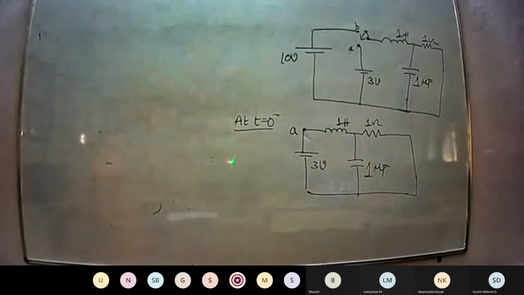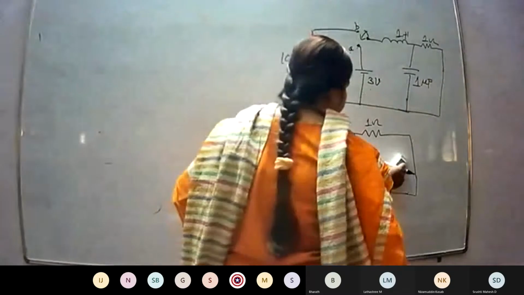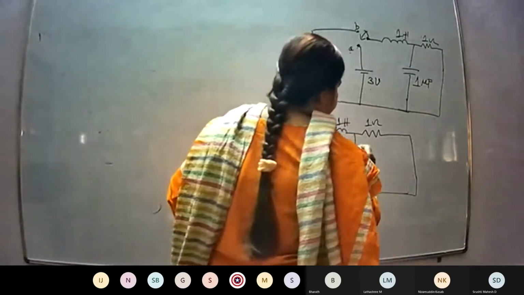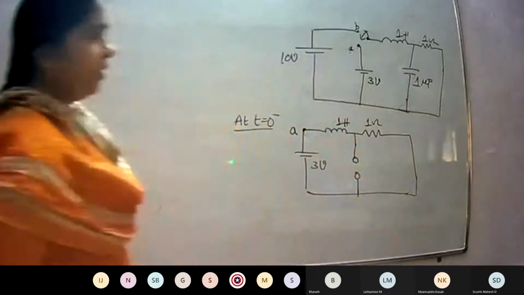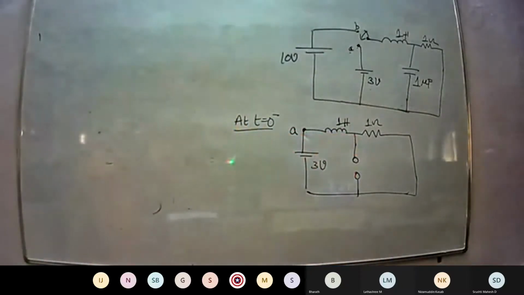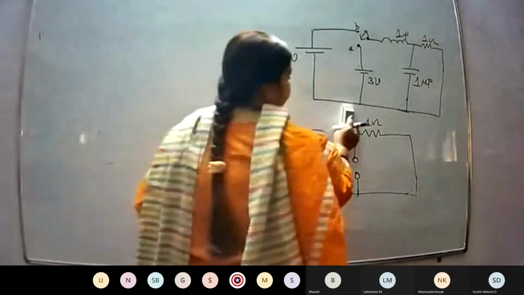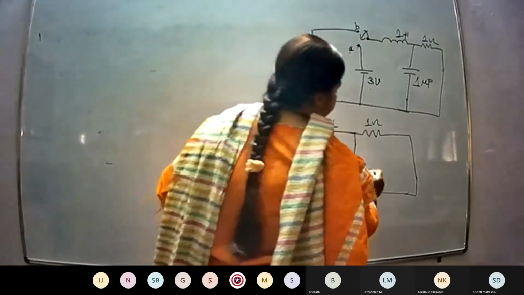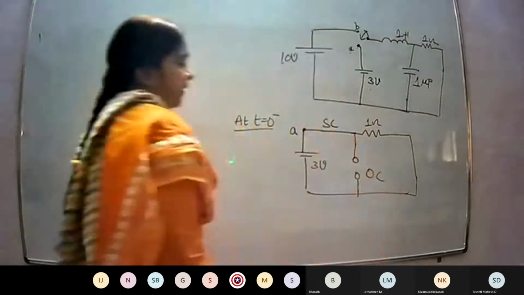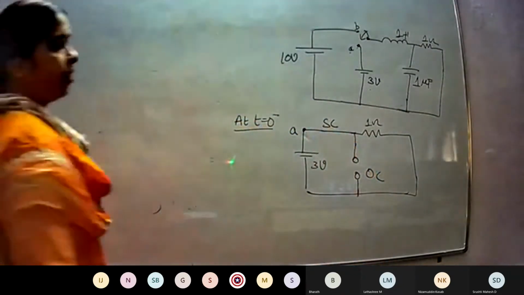Fine. So when it is connected to the source for long time, what will happen to this capacitor? Capacitor will reach the steady state. That means it is open. Getting it? So it will act as an open circuit. And what will happen to the inductor? Inductor will act as a short circuit. That is important. This concept should be clear. Capacitor will act as open circuit and inductor will act as a short circuit.